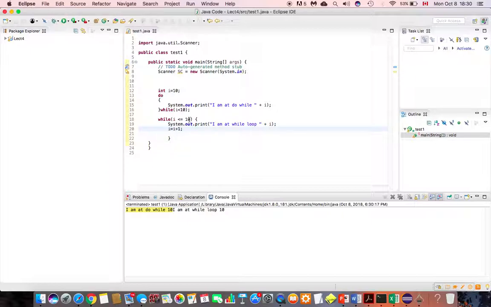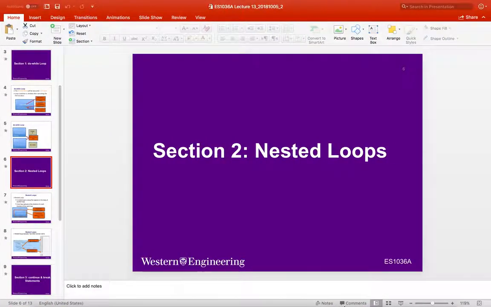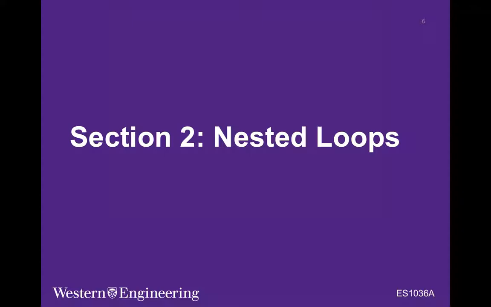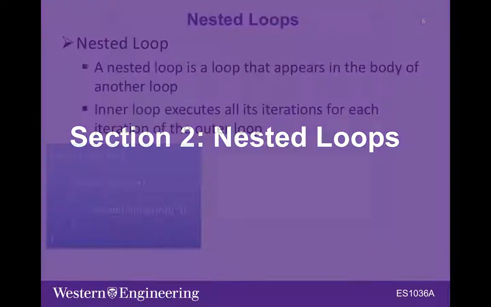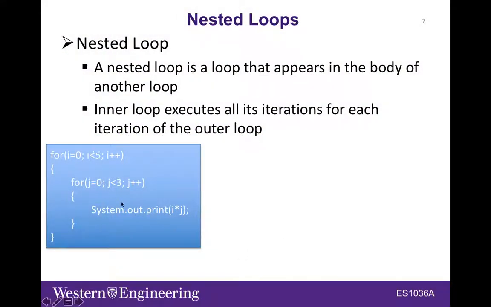When I speak to be 11, this loop will be terminated. So this is the main difference between while and do while and how do while is working. So next topic of this lecture was a nested loop, and by nested loop I mean loop inside loop.